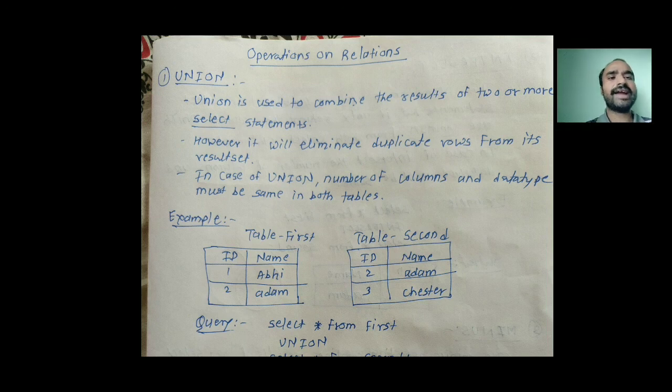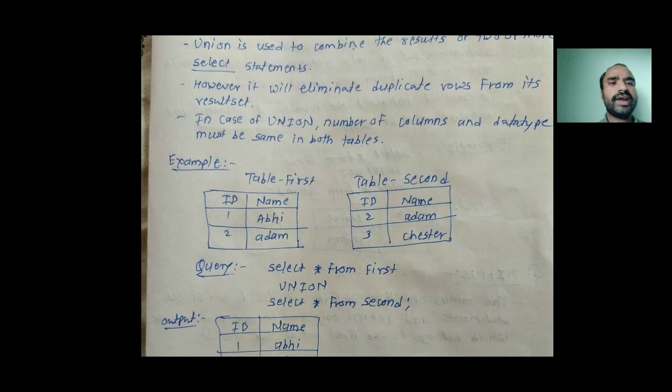Table first contains ID, name, and the same columns and same number of columns are in the second table. So values are 1 Abhi, second Adam. Here also 2 Adam and third Chester is there. So how to write a query for that?